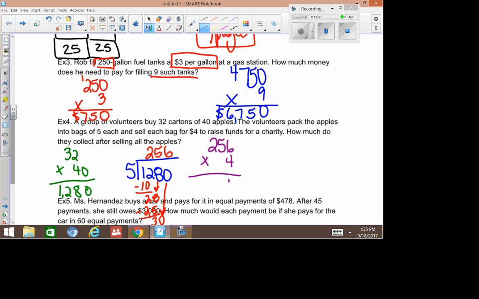So that's a 4, carry my 2, 22, carry my 2, 8, 9, 10. How much do they collect after selling all the apples? There it is. Okay.